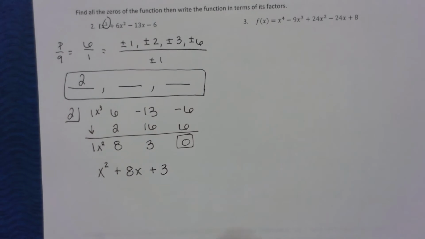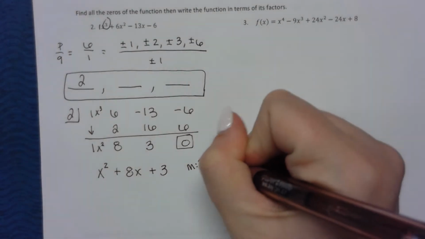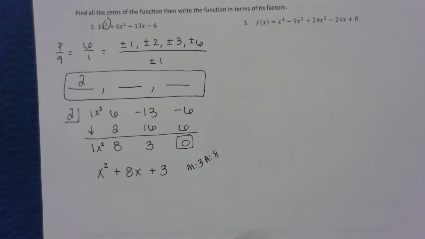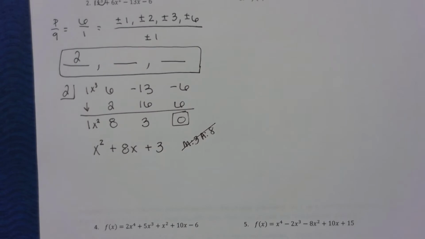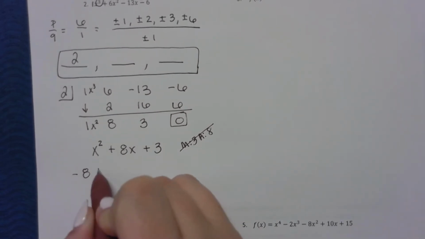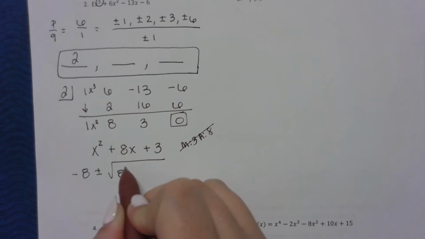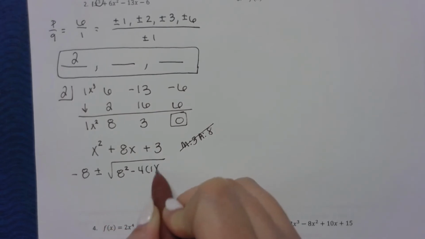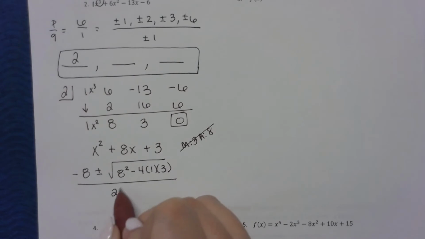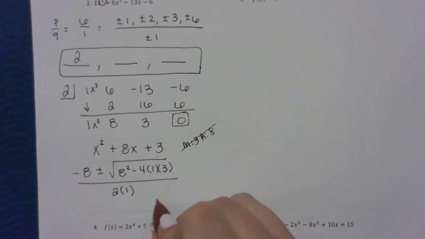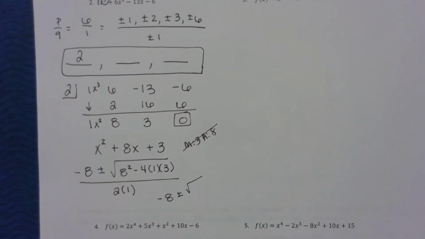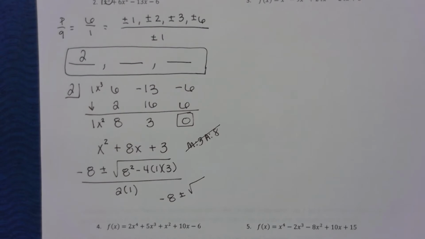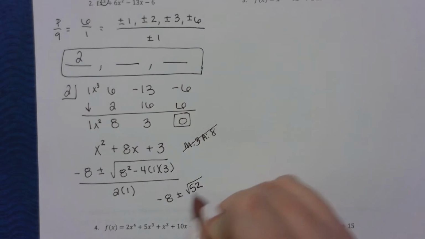Okay, now ask yourself, can that factor? Something that multiplies to 3 and adds to 8? Well, nope, that can't factor. So because it can't factor, we have to do our favorite thing, the quadratic formula. So negative b plus or minus the square root of b squared minus 4ac all over 2a. So we have negative 8 plus or minus the square root of, what do we got, 64 minus 12 would give us 52, all over 2.